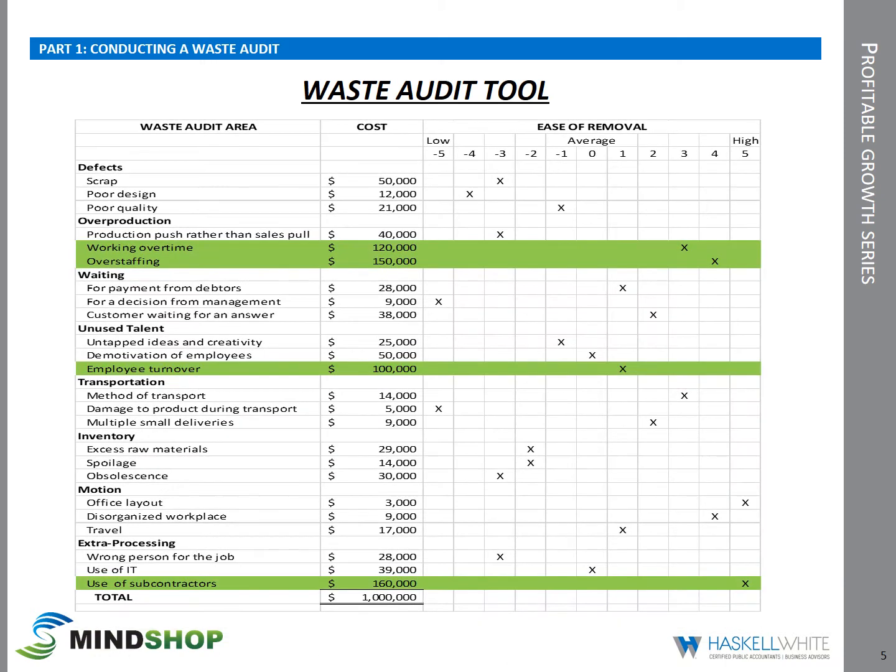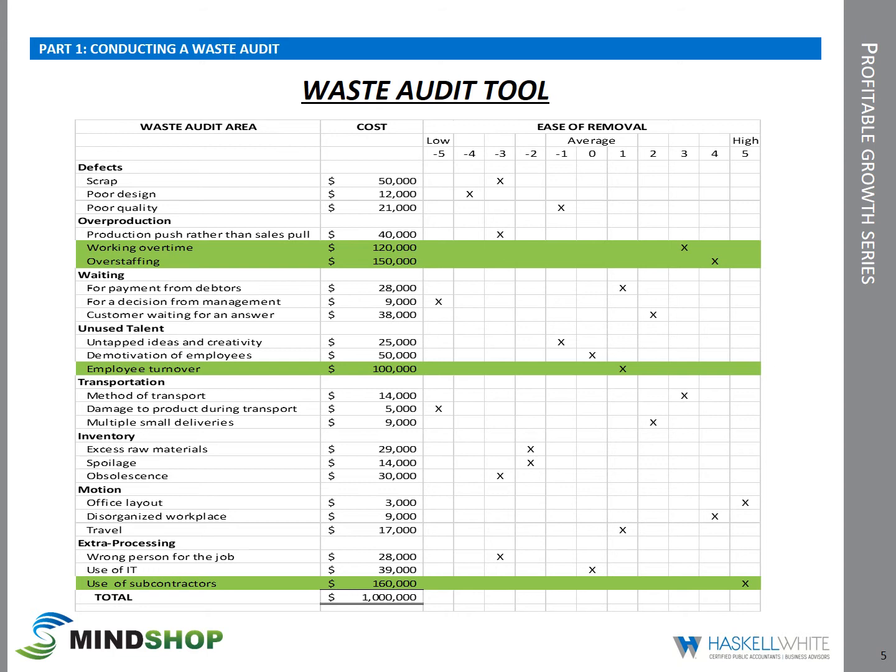So here's what the waste audit tool looks like. You see we've got our downtime acronym in bold on the left, and under each of the 8 waste areas, you're going to list 3 specific wastes that you have in your business. In the second column, you're going to estimate how much money that waste costs you per year. If you don't know, it doesn't have to be exact, just give your best estimate.